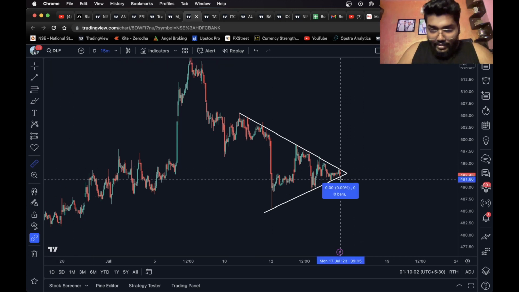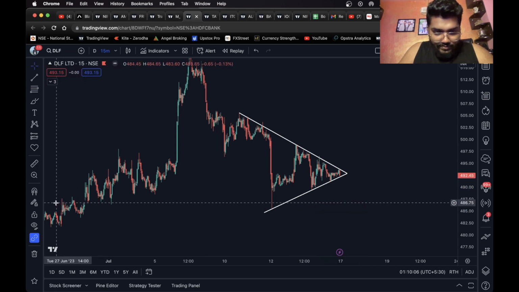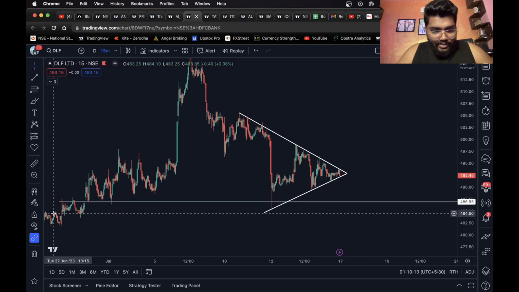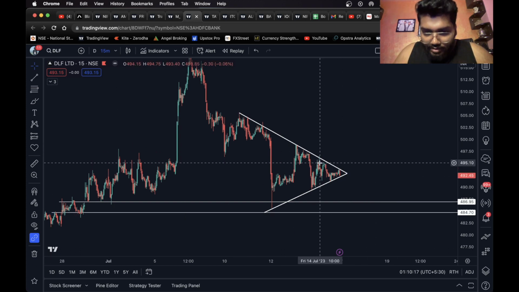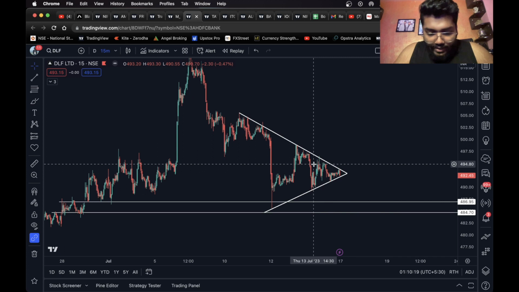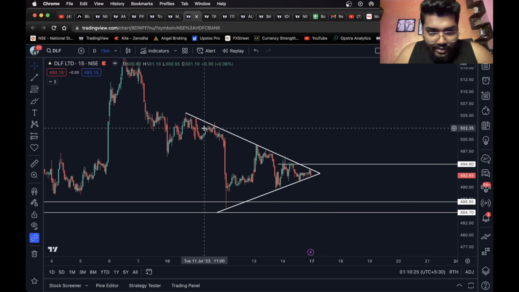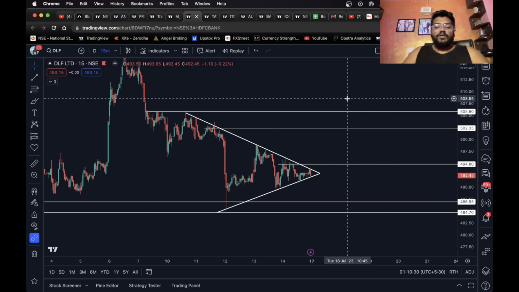Just in case it breaks down, a short entry can be taken, and we can consider this level as our first target. See, there are multiple levels, right? And we can consider this level as our final target. For the long side, once it breaks out, and if it sustains above this level, can you see we do have levels over here? So once it sustains above this level, a long entry can be taken. We can consider this level as the first target and this level as a final target.